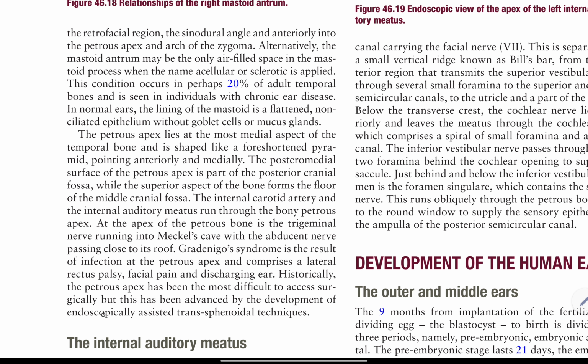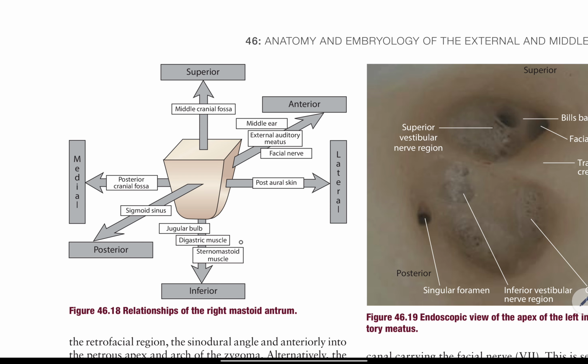Relationships of the right mastoid antrum: superiorly the middle cranial fossa, medially the posterior cranial fossa, posteriorly the sigmoid sinus, inferiorly the jugular bulb, digastric muscle, and sternomastoid muscle, laterally the postauricular skin, anteriorly the middle ear, external auditory meatus, and facial nerve.